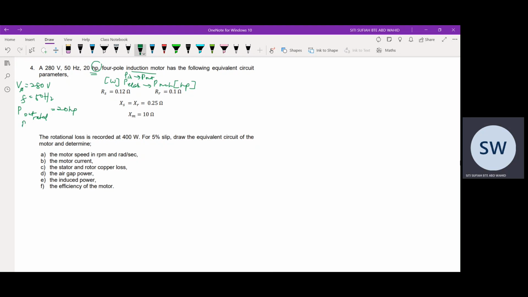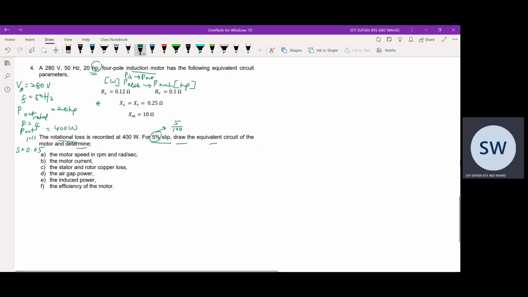For the number of poles, 4, as in the following equivalent circuit parameters. Hold that for a while. Also given is the rotational loss, 400 watt, and 5% of slip. So S is 0.05, converting to decimal 5/100. Draw the equivalent circuit and determine.